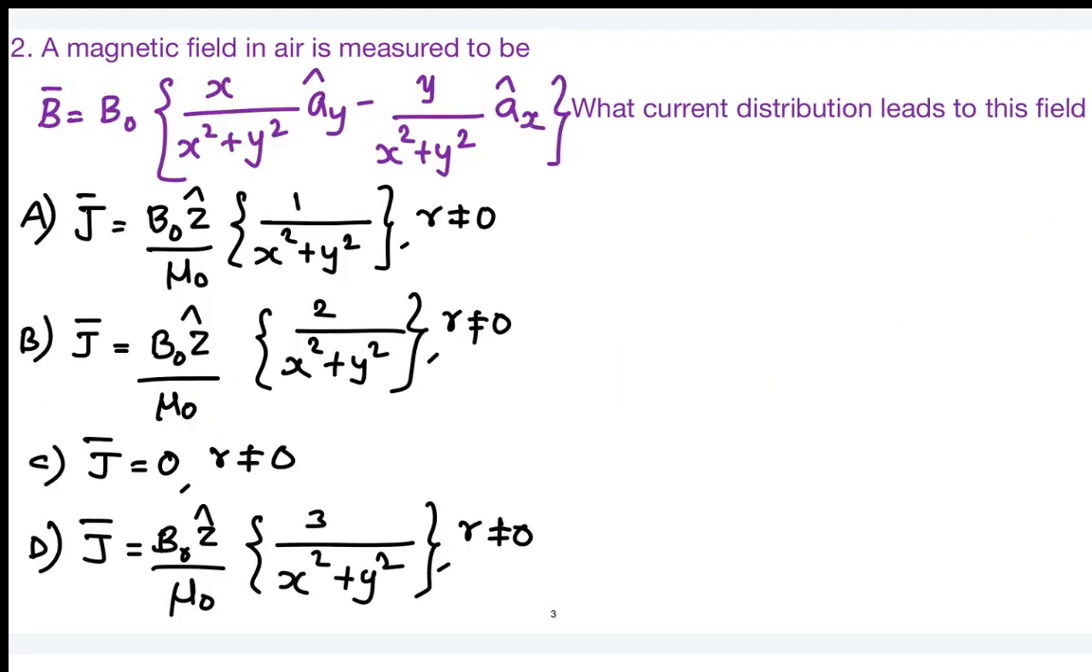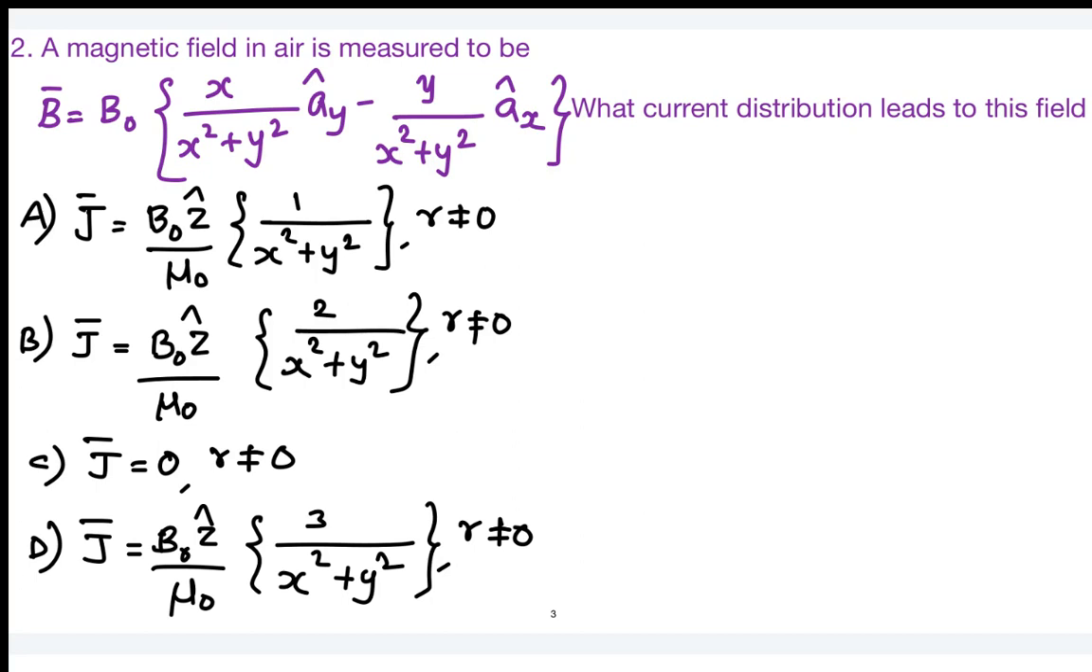See this question. There is a magnetic field in free space that is measured to be, he has given some equation. So what current distribution leads to this field? If you see the options, all the options are given in terms of current density. And how do we find the current density when you know the magnetic flux density? Can anybody say the approach?